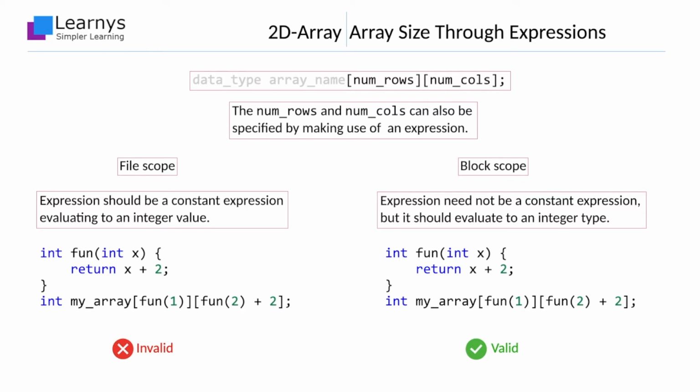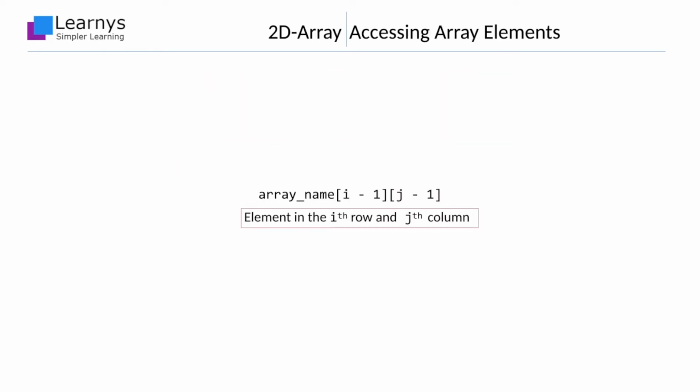Like every other variable including one-dimensional arrays, you can initialize a two-dimensional array while declaring it. We will look into this concept in a short while. But before that, we need to understand the mechanism of accessing individual array elements. This will be required during the upcoming discussions. Like a one-dimensional array, a two-dimensional array can be accessed by making use of array subscript operators. The element in the ith row and jth column of a two-dimensional array can be accessed through the following statement.